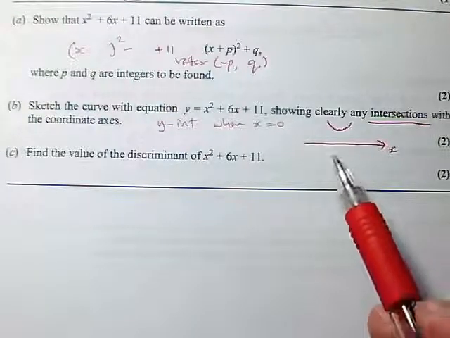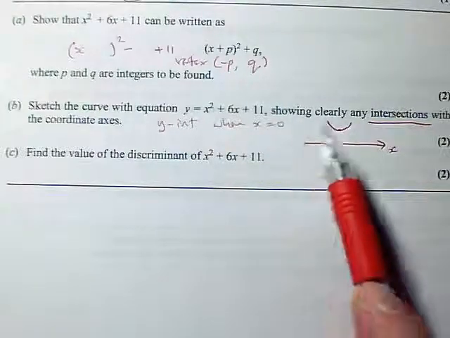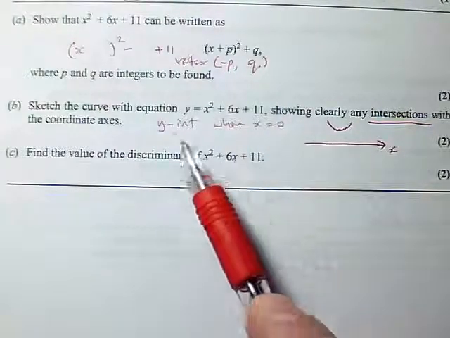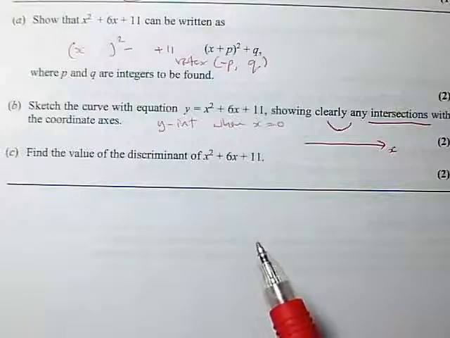So you just need to make sure that depending on your value of p, you've got this vertex the correct side of the y-axis, and you've got the correct y-intercept that you've calculated shown on the graph, and that should get you your 2 points.